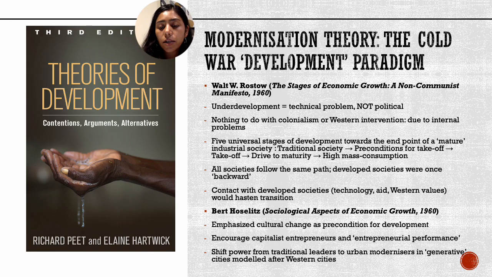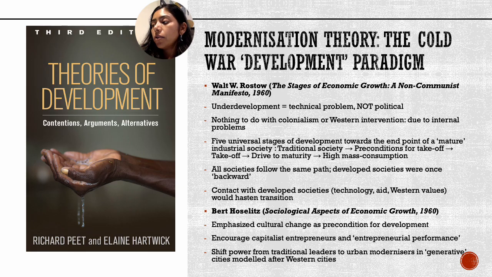The stages that he proposes are traditional society, which, with the right intervention, leads to preconditions for takeoff, then takeoff and drive to maturity, resulting finally in a high mass consumption society, which is the ideal. All societies follow the same path, and developed societies were also once backward. Contact with developed societies through technology, aid, and Western values would, according to Rostow, hasten this transition.